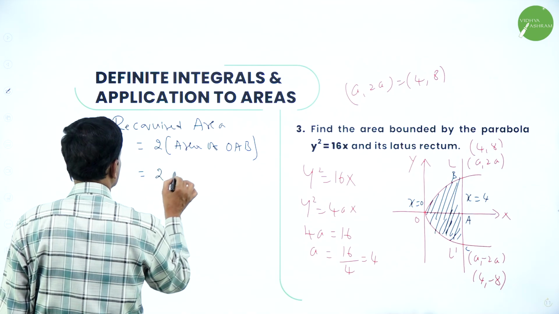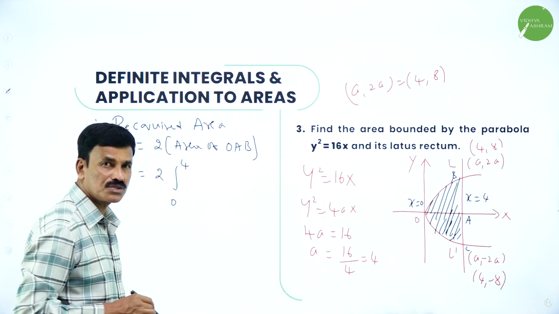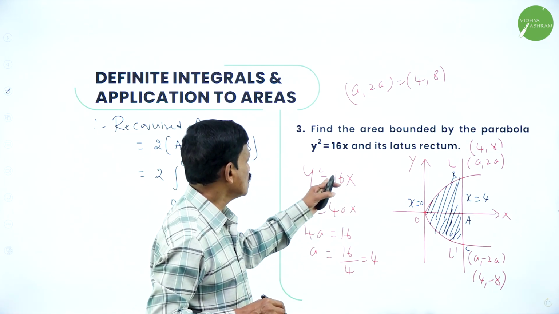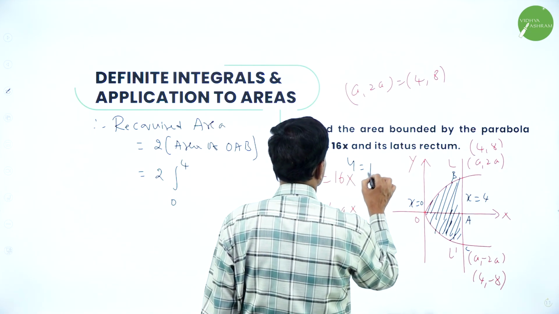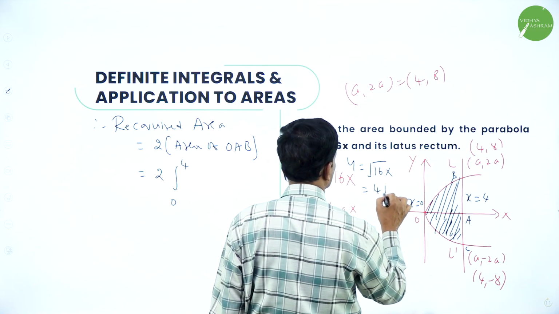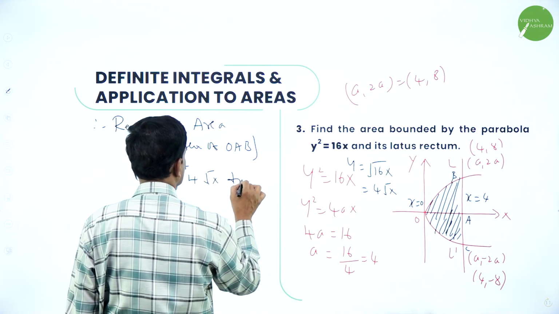So this is equal to 2 times the integral from 0 to 4. A is equal to 0, B is equal to 4, and since it is on the x-axis, y square is equal to 16x. What is y from this? y is equal to the square root of 16x, which is 4 root x. So this can be written as 4 root x into dx.